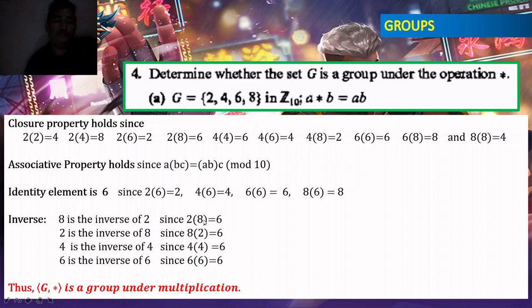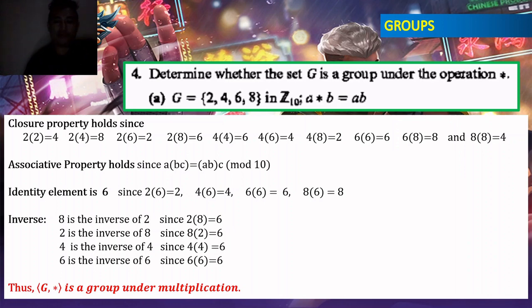So 8 times 2 is 6, and 2 times 8 is 6. So 2 and 8 are inverse partners. The inverse of 4 is 4 itself, because 4 times 4 is 16, or 6 in Z10. And then the inverse of 6, of course, since 6 is the identity, is itself. So 6 times 6 is 6. Thus, this G, with the star operation being multiplication, is a group under multiplication. So G is a group under multiplication.